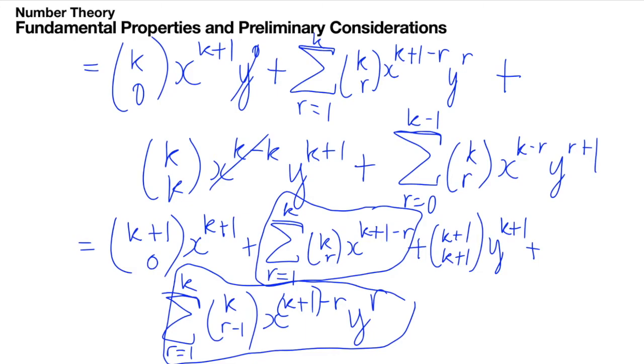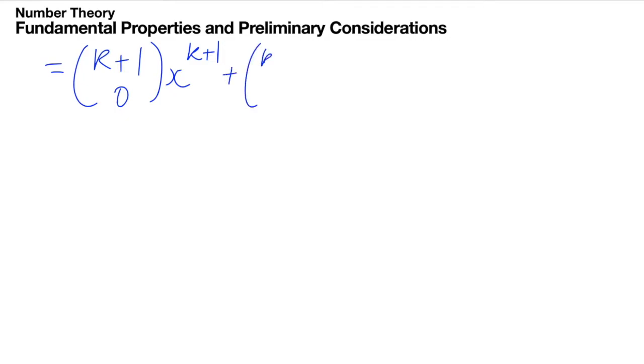Okay, we'll see what we can do from there. Okay, and then I'll copy the rest. So this will be equal to k plus 1 choose 0. This is essentially 1 times x raised to k plus 1. Then I'll put first the summation, k plus 1 choose k plus 1, so that it'll be beside each other.